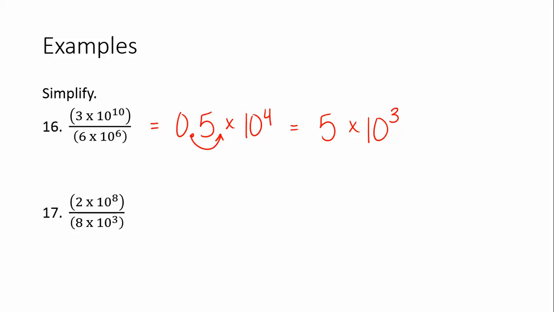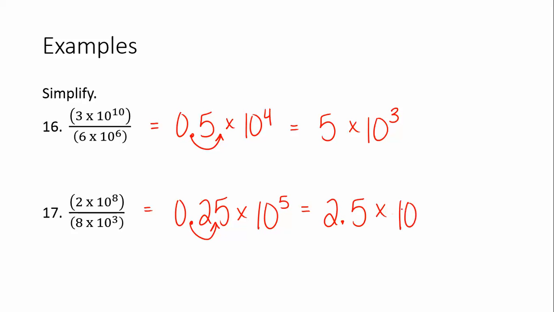Number 17, we have 2 times 10 to the 8th over 8 times 10 to the 3rd. 2 divided by 8 is a 4th, or 0.25. When I subtract my exponents, 8 minus 3, I get times 10 to the 5th. But again, we're not in proper scientific notation. We need to move the decimal 1 place to the right. And to compensate for that, we need to lower our exponent by 1. So we get 2.5 times 10 to the 4th.